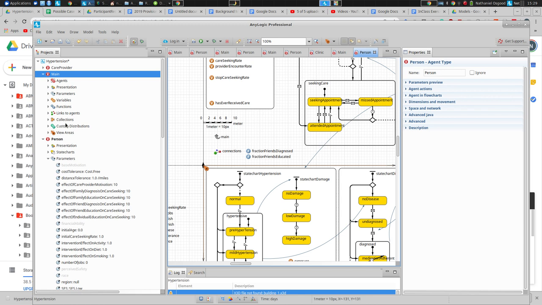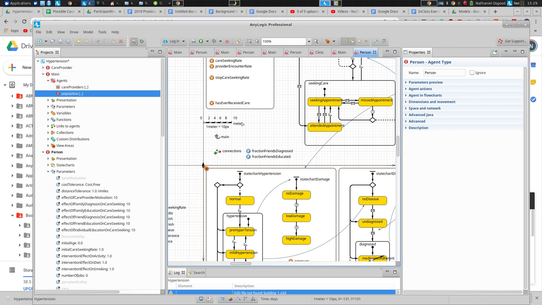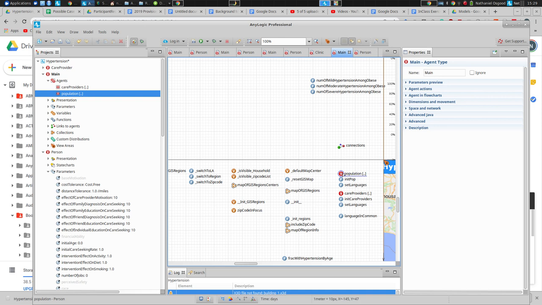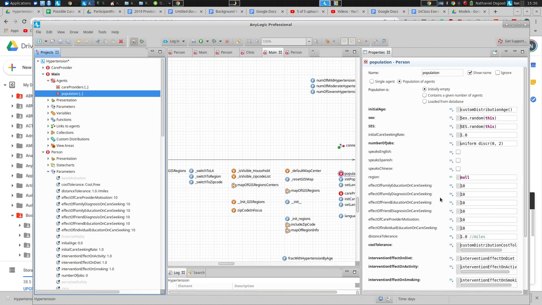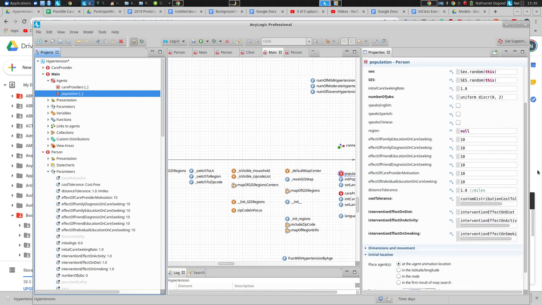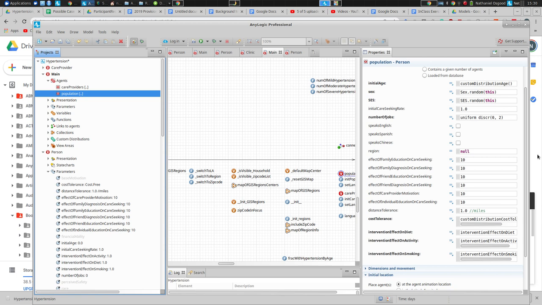There's basically a couple places we do that. When they're born into the population, we won't cover that quite yet. Or if you look at main and you expand agents, you'll find there's actually a population of agents. So main contains a population of agents. If you go to that population and you select it, what you'll find is assumptions about the values of the parameters for the agents. Some of these assumptions may be different than the default value. For example, for sex, we pick randomly between two sexes with equal probability. Their SES chooses randomly from possible SES categories.